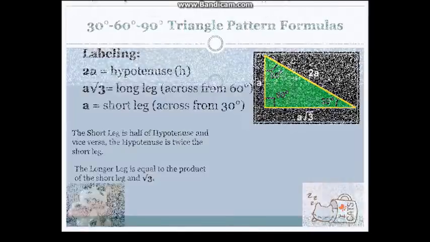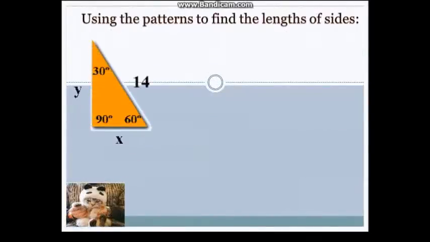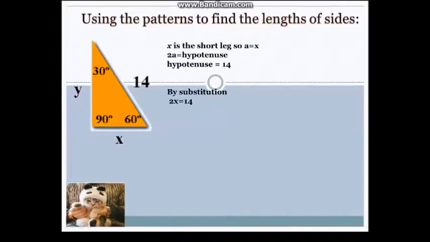Using the patterns to find the length of the sides, x is the short leg, so a is equal to x. 2a is equal to hypotenuse. Hypotenuse is equal to 14. By substitution, 2x is equal to 14. X is equal to 1 over 2 times 14. So the answer is x is equal to 7.